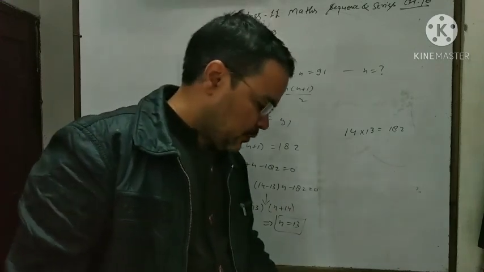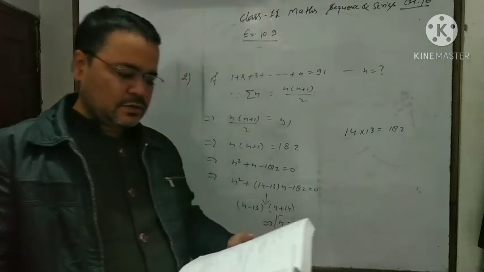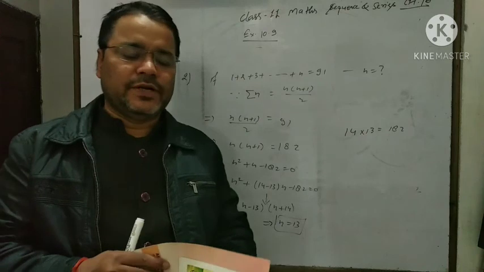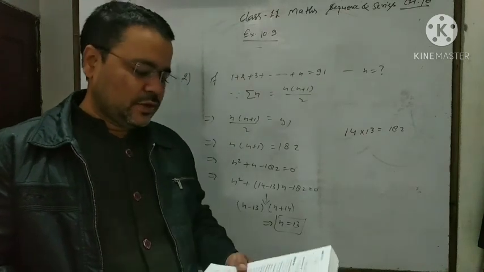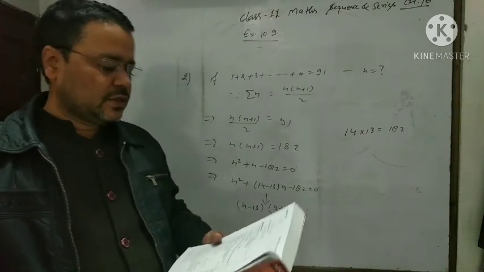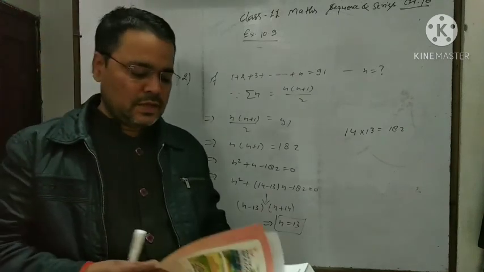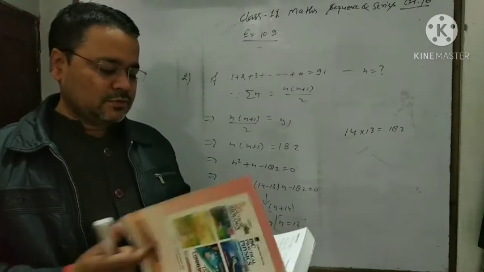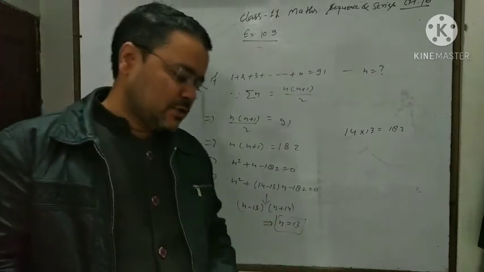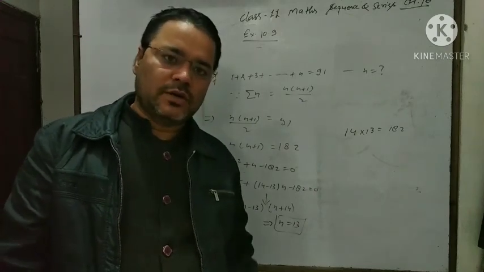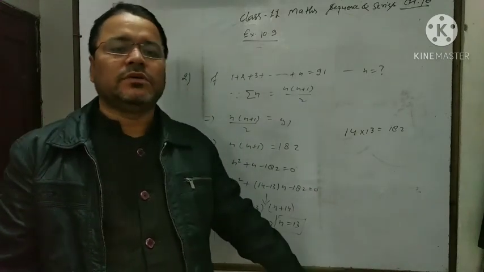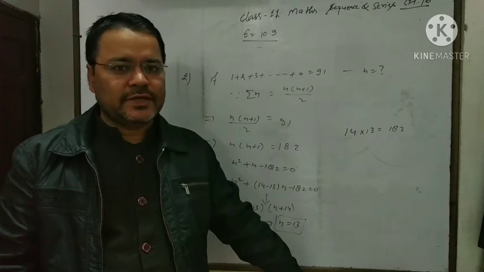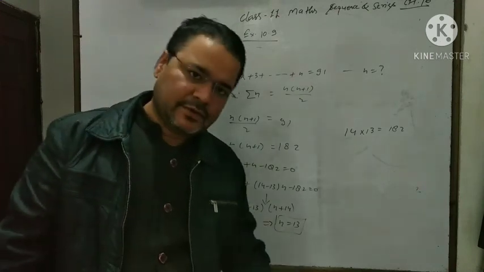In this way, some more questions are also given. I will try to give its PDF form so that you can understand exercise 10.9 properly. In this way, the syllabus of the first volume book is over now. Our next video class will be related to the second volume, that is, the straight line.